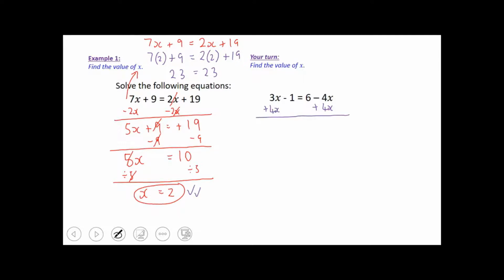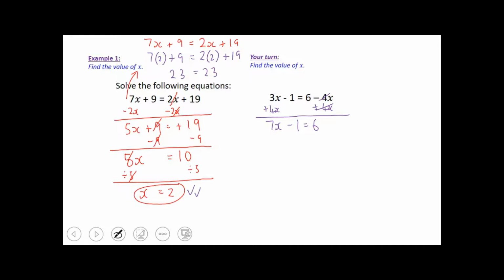So hopefully our new line should look like 3x plus 4x is 7x, minus 1 equals 6, and the minus 4x and the positive 4x cancel out. So that's our new line up here. We've got the equation 7x minus 1 equals 6. So what we need to do is get rid of the minus 1, because the 7 and x can stay together.